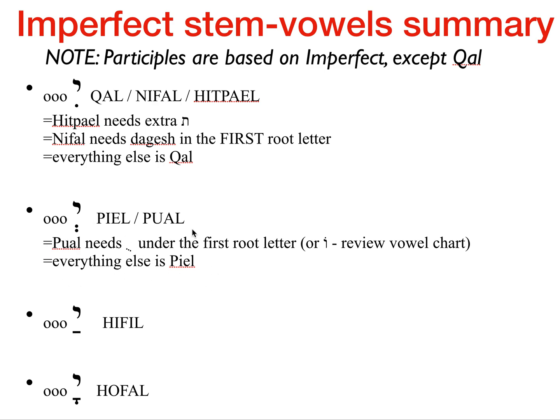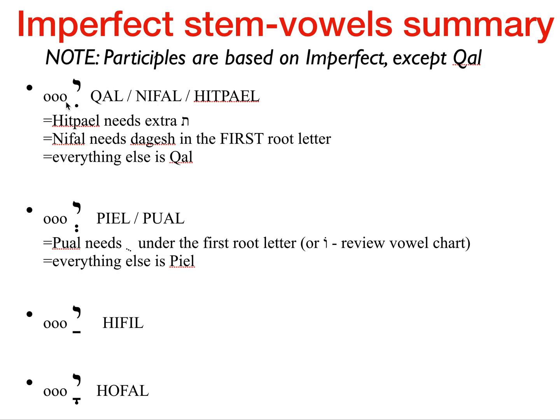Also remember that Piel and Pual need a Dagesh in the middle root letter, just like Hitpael. Hifil has A and Hofal has O. So again, E: Kal, Nifal, or Hitpael. Hitpael would need Tav, so it would be Yit, and then Dagesh in the middle, of course.